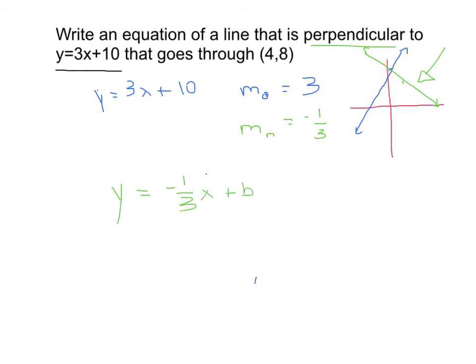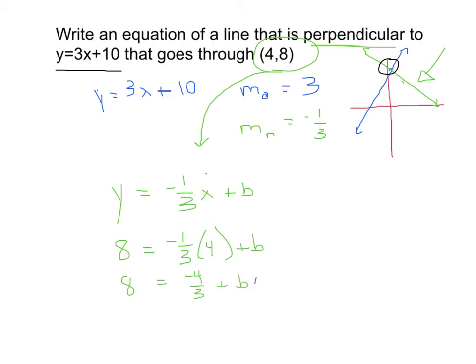Now, what we don't know is where that goes through the y-axis. From here, we need to find the y-intercept, which is just the same skill that we've been using. We have a point, (4, 8), that represents a y, and it represents an x. From here, we need to solve for b. So negative 4/3 plus b. We need to solve for b by adding 4/3 to both sides. 4/3 is simply 1 1/3. So b would equal 9 1/3.